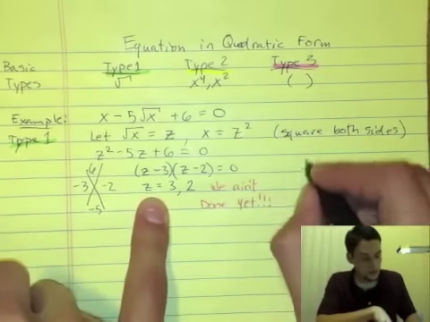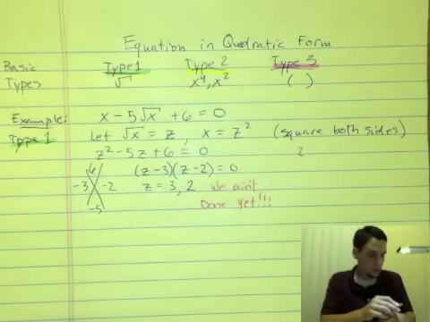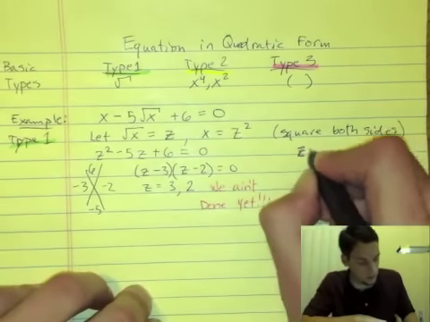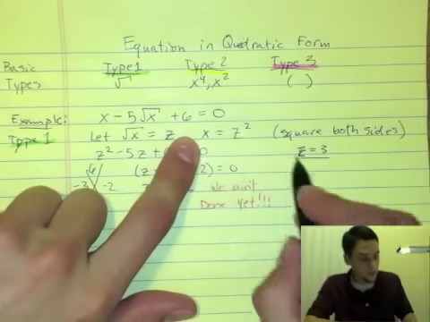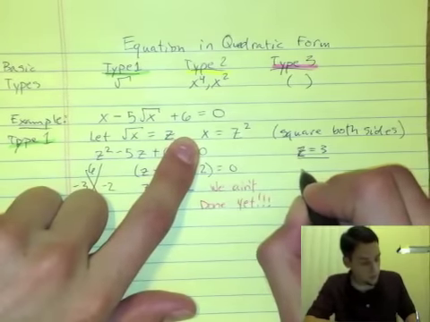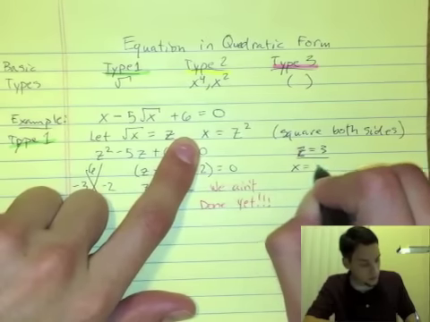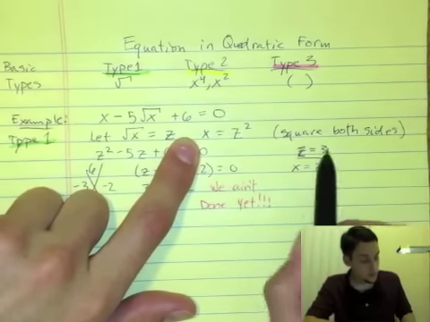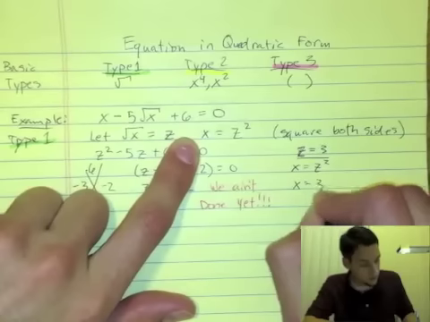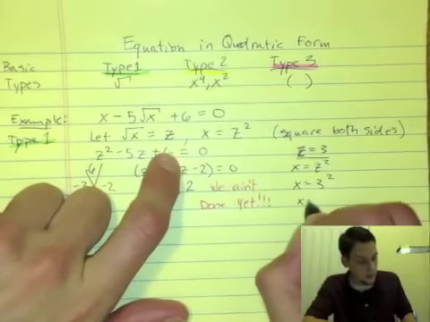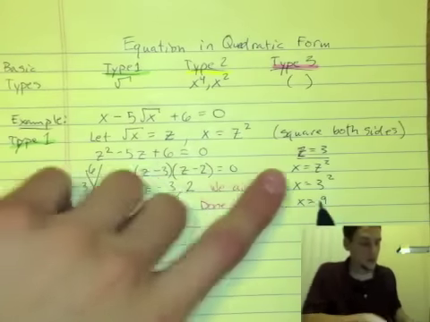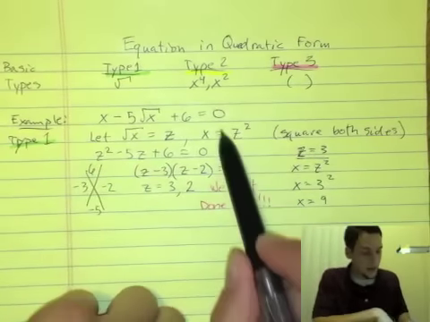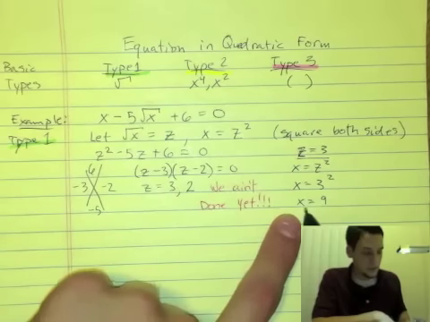Say actually when z is 3. When z is equal to 3, what does x equal? Well, I could use this formula. X equals z squared. Well, z is 3, so x equals 3 squared, which means x equals 9. So what I'm saying is, when z is 3, I used this equation to get x equal 9.